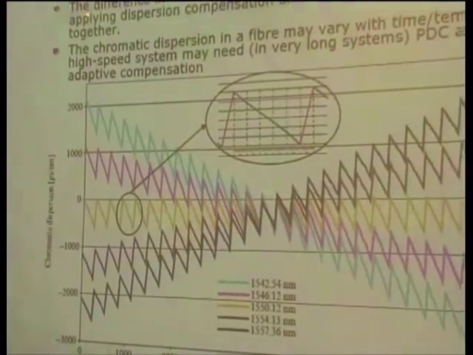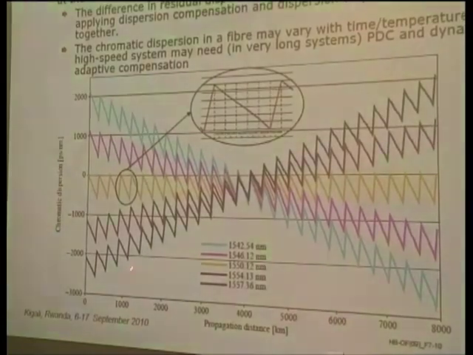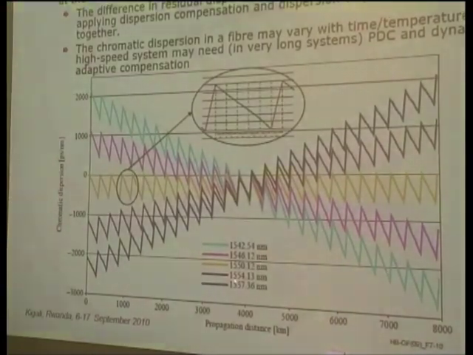So this is a so-called dispersion map. A dispersion map is a picture of the behavior of the chromatic dispersion along a link. This is the transmission distance, and this is the accumulation of chromatic dispersion. As you can see, a passive dispersion compensator can exactly compensate for the chromatic dispersion at one wavelength, but not exactly at the other wavelengths. This figure shows each wavelength channel, 1542 to 1557 nanometers or so.